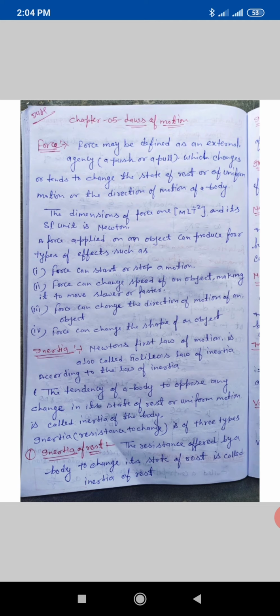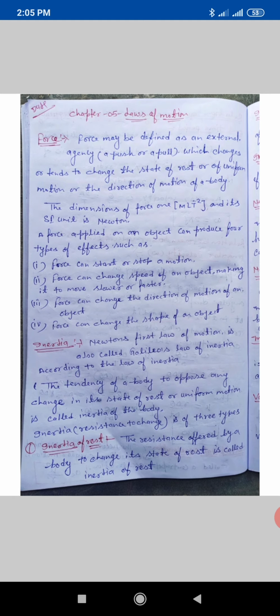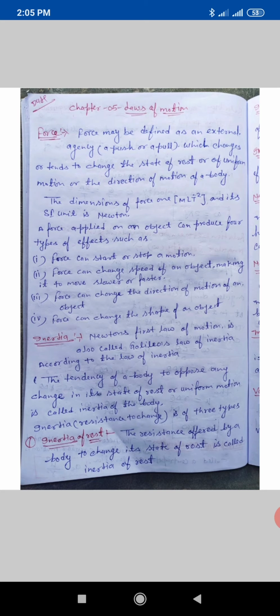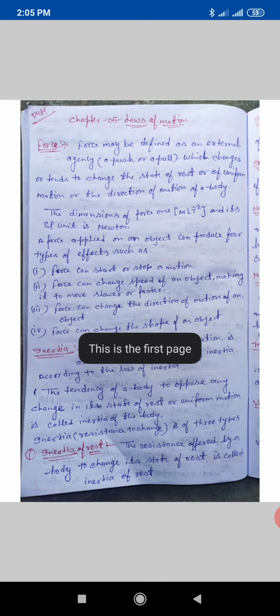So, force may be defined as an external agency, a push or pull, which changes or tends to change the state of rest or of uniform motion or the direction of motion of a body. The unit of force is Newton and the CGS unit is dyne. The dimension of force is MLT to the power minus 2.